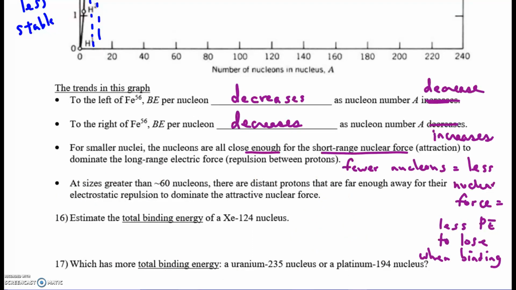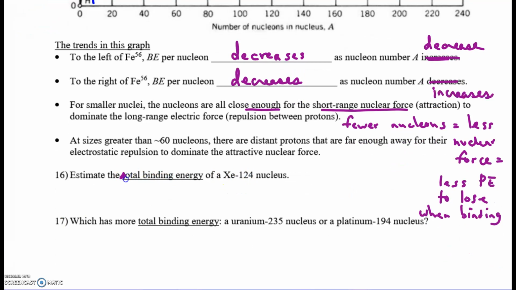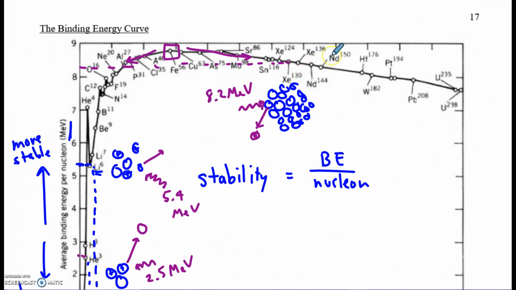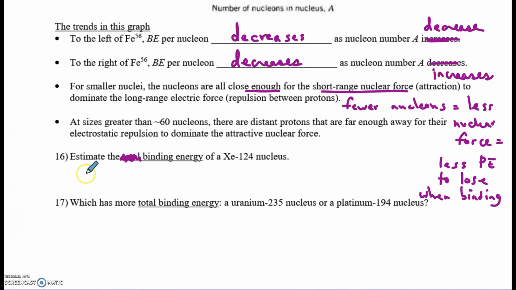All right, let's estimate the total binding energy. The word total is redundant. It could just say estimate the binding energy, and it's asking the same question. For xenon-124, let's put an S above that stable nucleus. Xenon-124, here it is. I trace over, and I'm going to call that 8.3 mega electron volts. So 8.3 is how much I have to blast to remove one of the 124 nucleons.